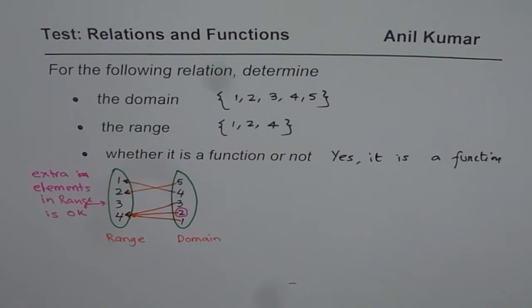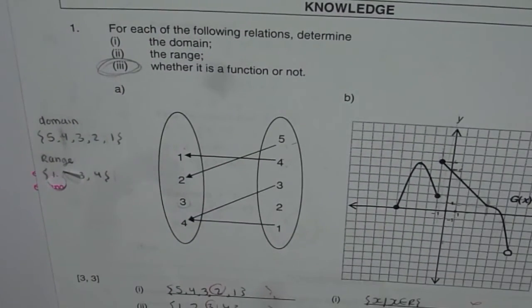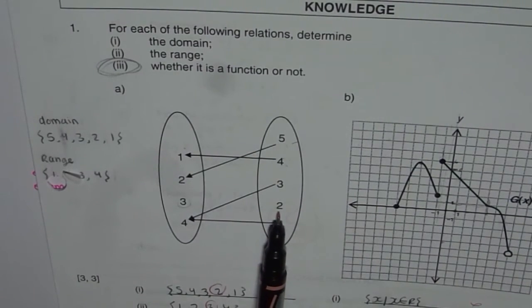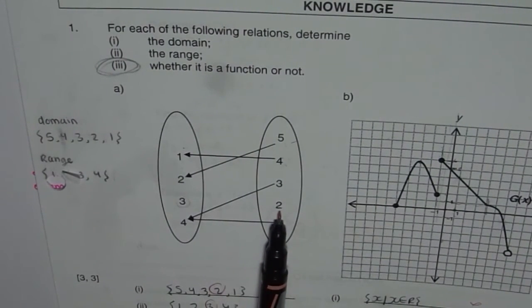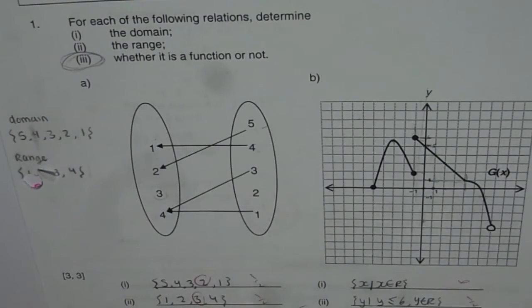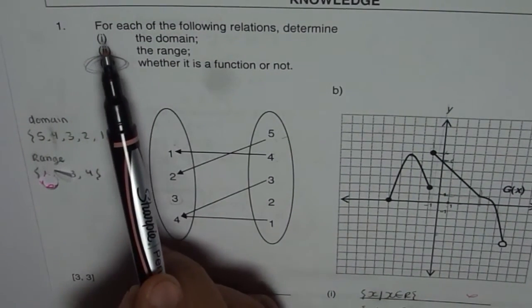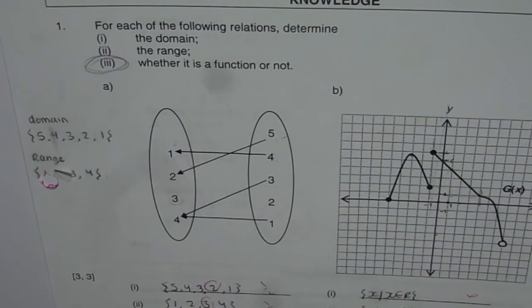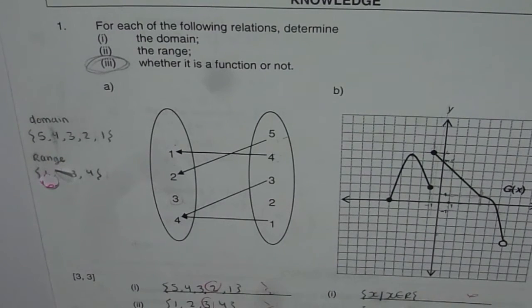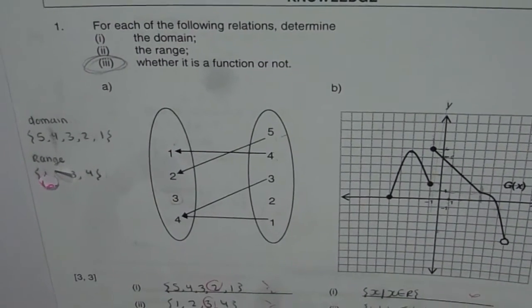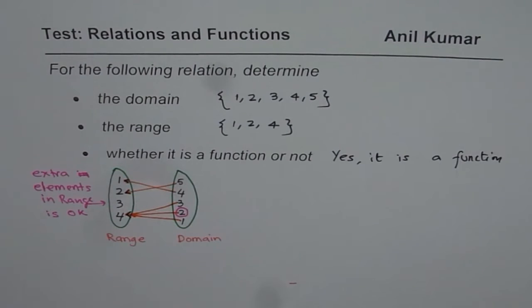So the question papers, let me get back to this again. Now here 2 is not linked, so as far as I am concerned, it is not even a relation. So I just linked it because the statement is for each of the following relations, right? So I made it a relation. I hope you understand and appreciate the concept.